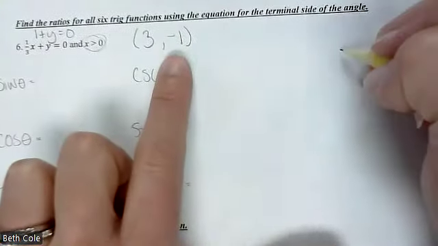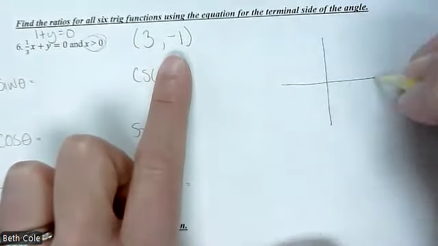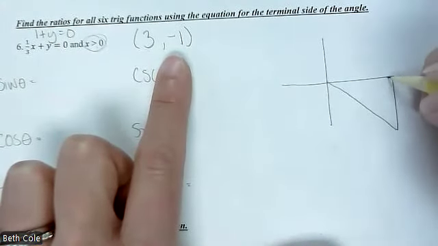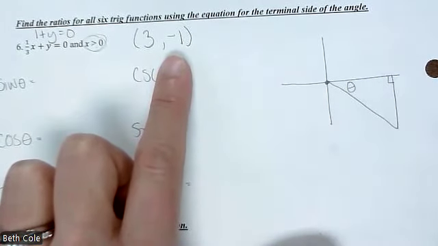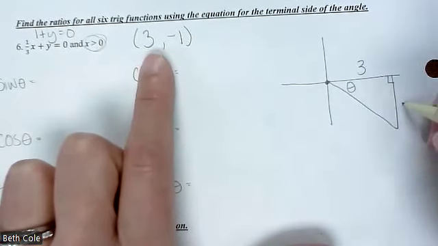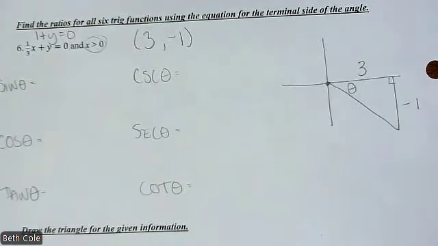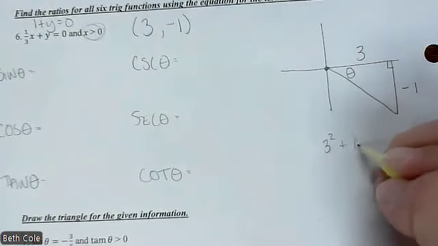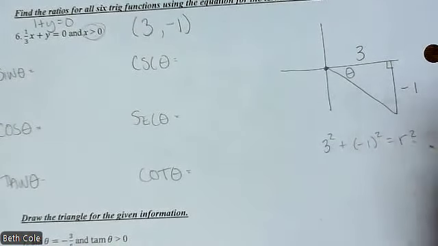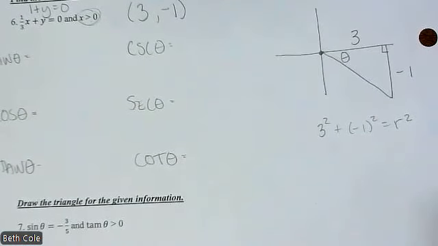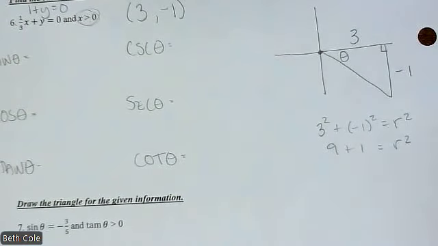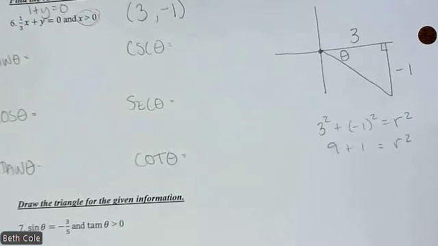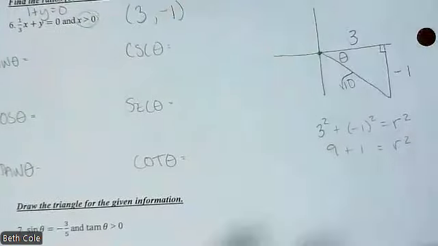So what quadrant are we in? 4, good job. Your right angle needs to touch the x-axis. Theta is by the origin. X is 3, y is -1. And then you'll do your Pythagorean theorem to get your r value. Again, when you square a negative, it's going to be positive. And so what is that going to come out to be for our hypotenuse? Square root of 10.